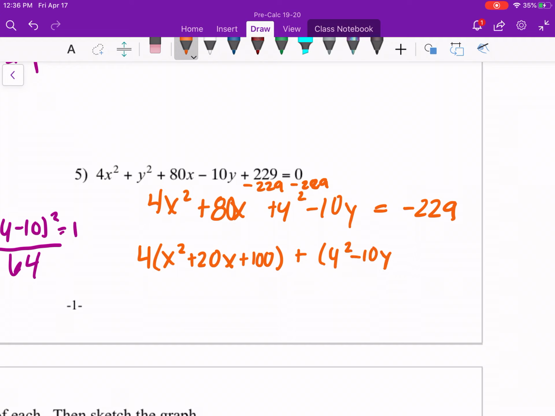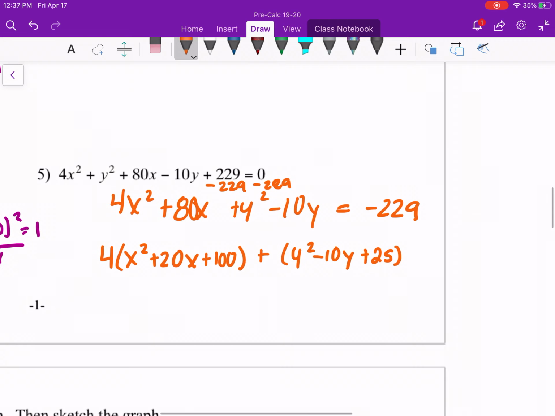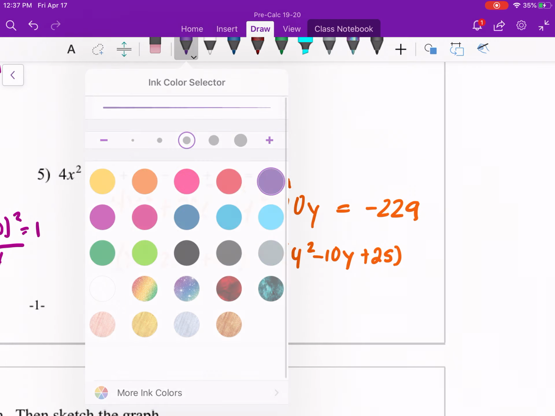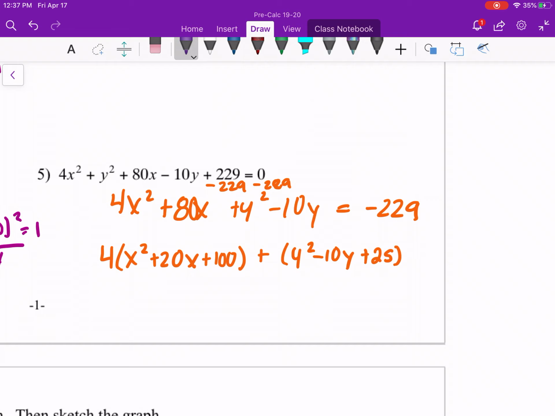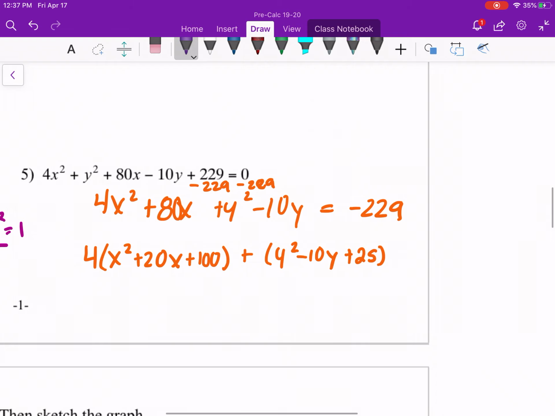Half of negative 10 is negative 5, but we know that a negative squared is always a positive number, so it's positive 25. Again, that's important because what you do to the left, you have to do on the right, and if you did the wrong sign on the left, you're going to do the wrong sign on the right. Okay, so we had negative 229. I added a 25 on the left, so I have to add a 25 on the right.